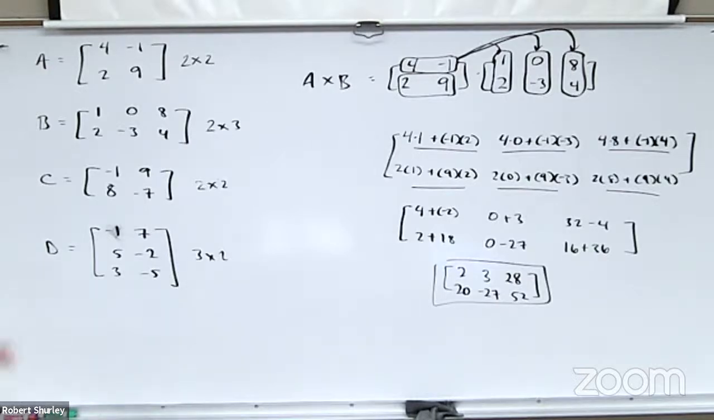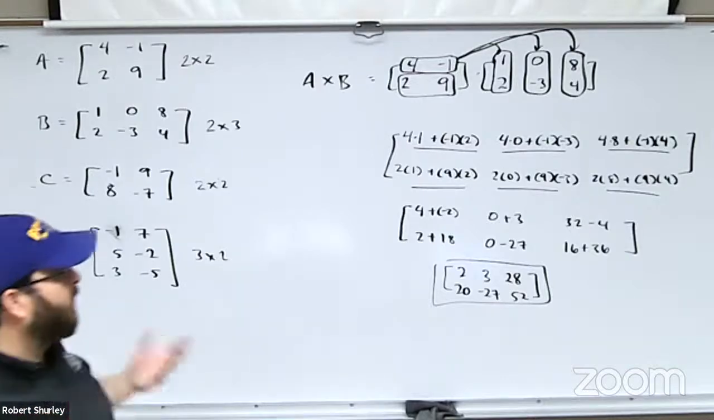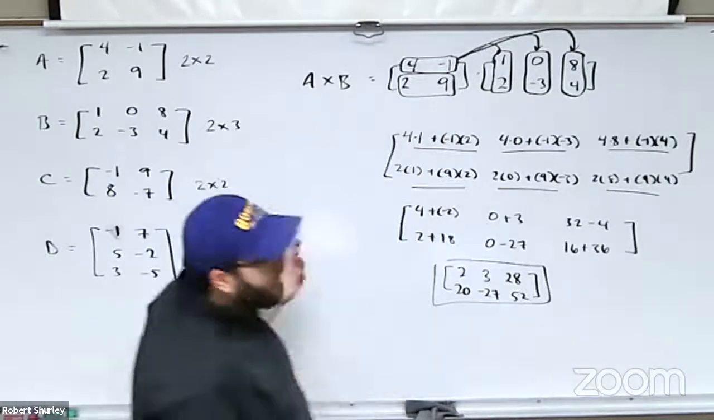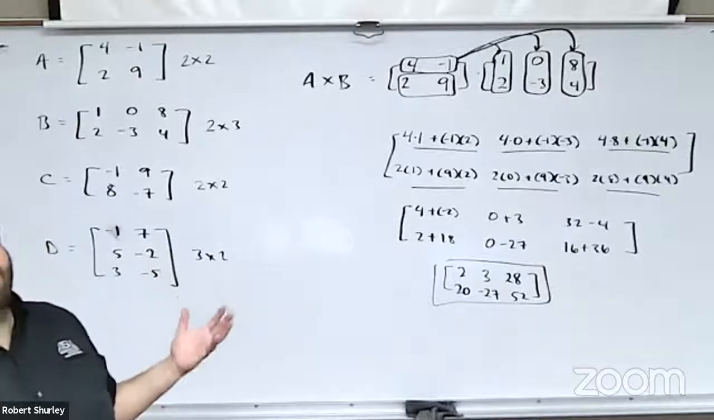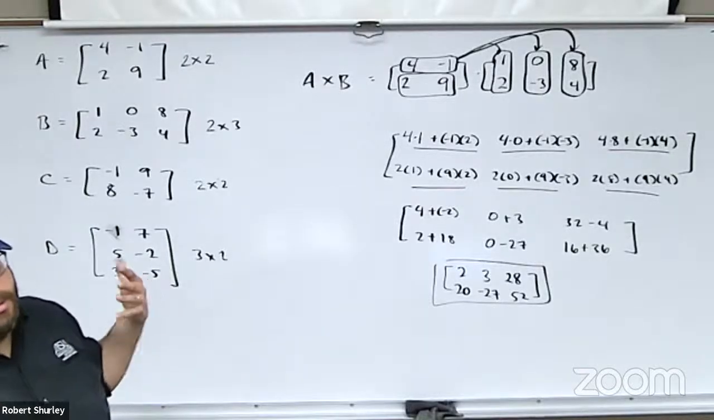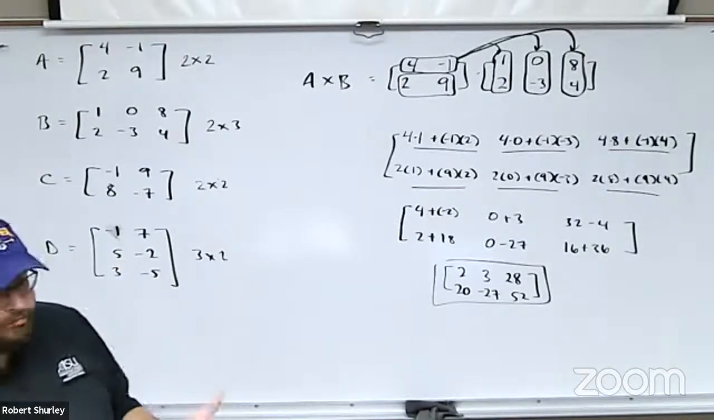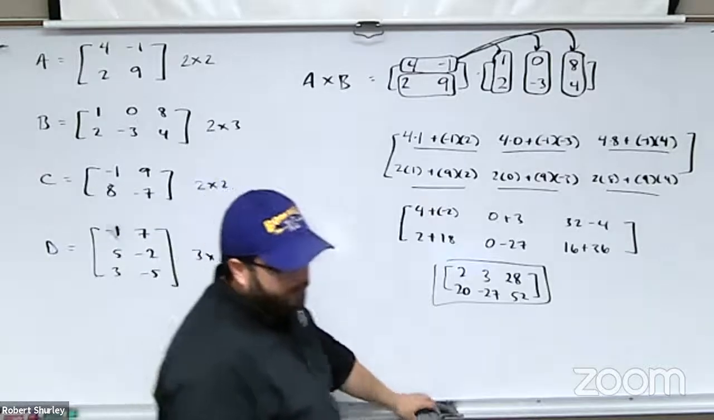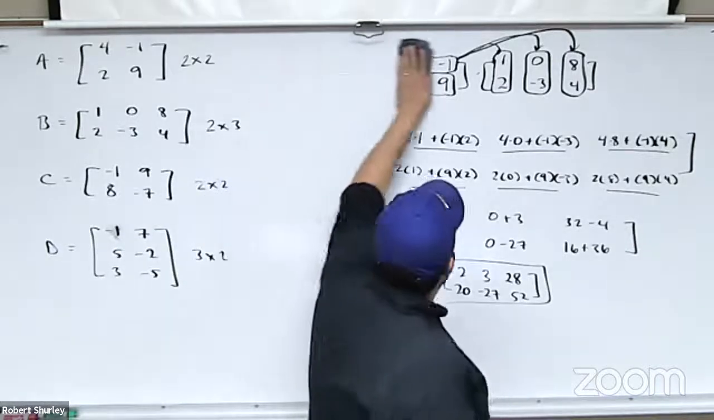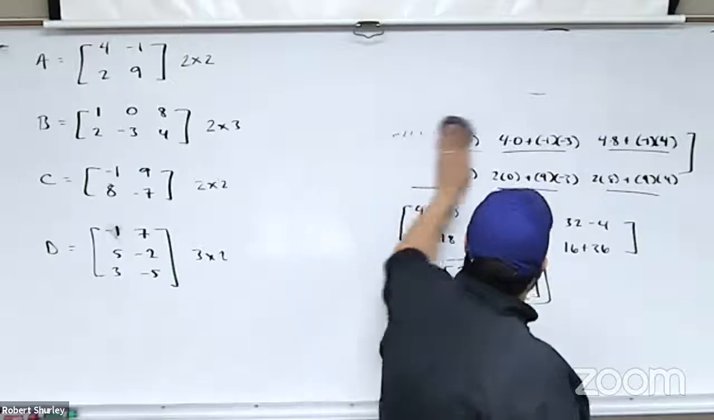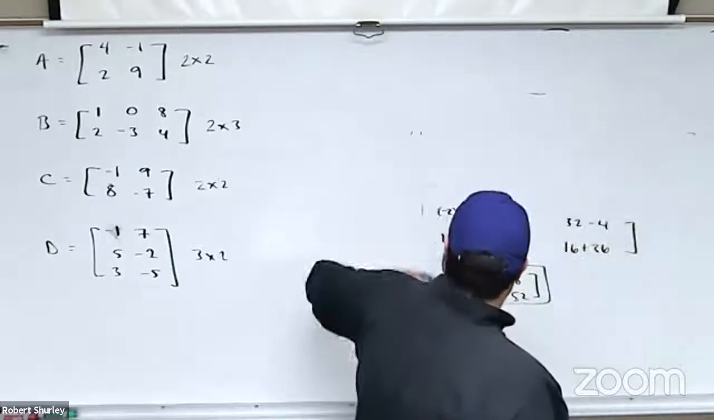We're going to do another. We're going to do A and C next. For A and C, it's fine that they have the same order because they're square matrices. Okay, so let's look at that. Let's multiply A and C together.